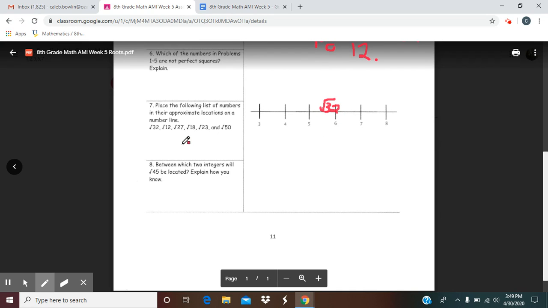And then we'll have the square root of 12. So we're going to do the same process here. 12, I'll write it out this time to make sure you guys can see it well. 12 is in between these two square roots. 12 is greater than 9, but less than 16.